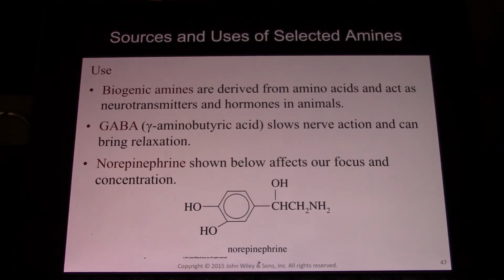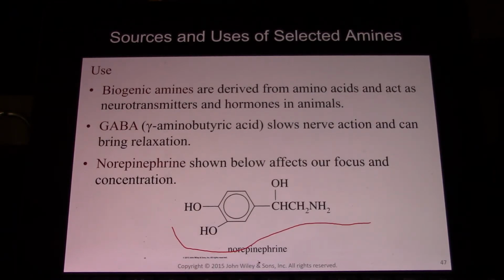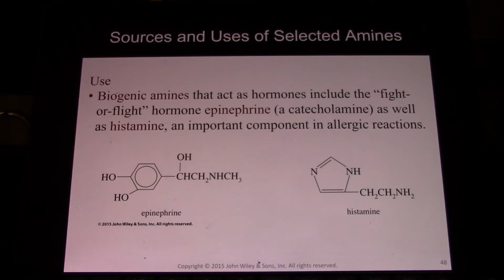So here we see norepinephrine. This is noradrenaline, and it's an important sympathetic nervous system activator. Biogenic amines that act as hormones can include the fight-or-flight hormone epinephrine. And so here we saw norepinephrine, and now we get epinephrine. Notice the biggest difference here is this methyl group on the nitrogen. The rest of the molecule looks pretty much identical.